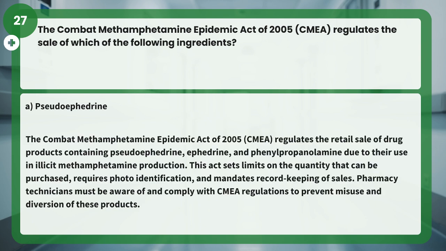Answer A. Pseudoephedrine. The Combat Methamphetamine Epidemic Act of 2005, CMEA, regulates the retail sale of drug products containing pseudoephedrine, ephedrine, and phenylpropanolamine due to their use in illicit methamphetamine production. This act sets limits on the quantity that can be purchased, requires photo identification, and mandates record-keeping of sales. Pharmacy technicians must be aware of and comply with CMEA regulations to prevent misuse and diversion of these products.